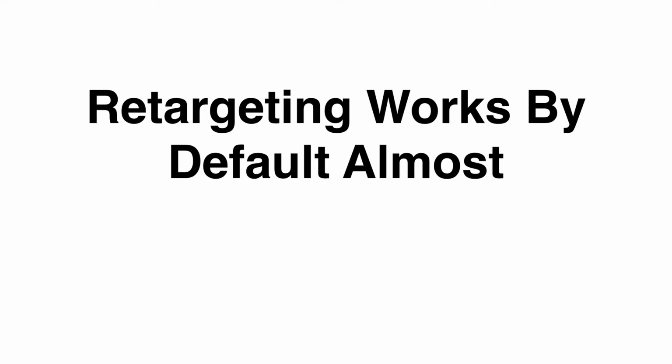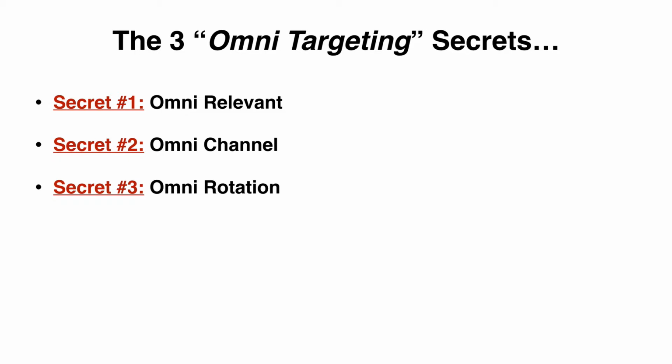Okay, but we did find some problems. We found quite a few problems, and I want to share those problems with you and how to get past them. In fact, I want to share our 3 Omni targeting secrets. Secret number 1 is you've got to be Omni relevant. Secret number 2 is you've got to be Omni channel, and secret number 3 is about Omni rotation. And don't worry, folks, if you don't understand what I'm talking about, I will break it down for you step by step.